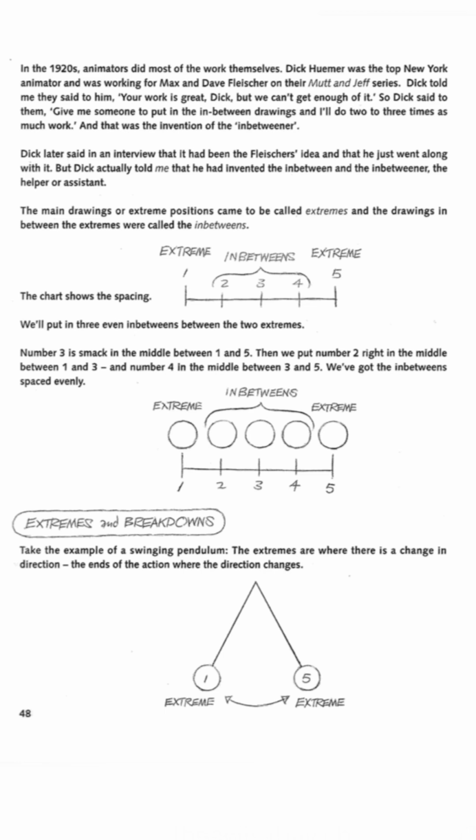The main drawings or extreme positions came to be called extremes, and the drawings in between the extremes were called the in-betweens. The chart shows the spacing. We'll put in 3 even in-betweens between the two extremes. Number 3 is smack in the middle between 1 and 5. Then we put number 2 right in the middle between 1 and 3, and number 4 in the middle between 3 and 5. We've got the in-betweens spaced evenly.